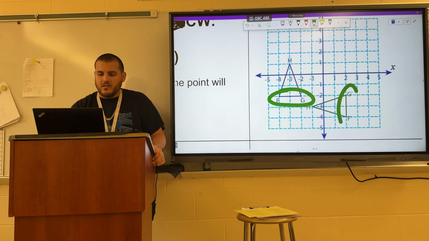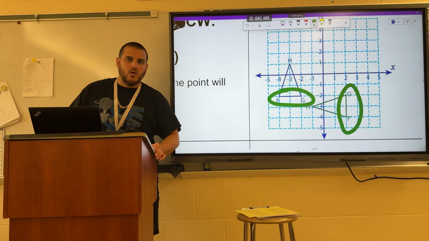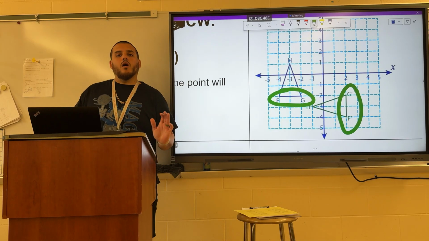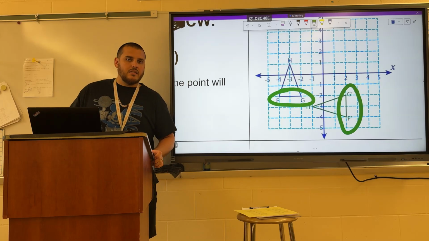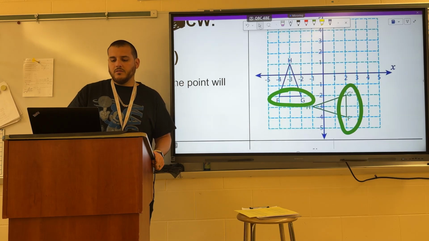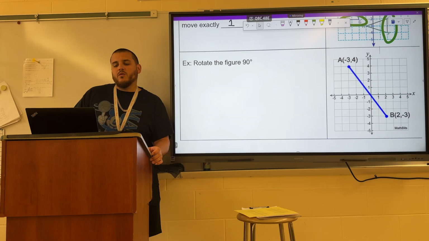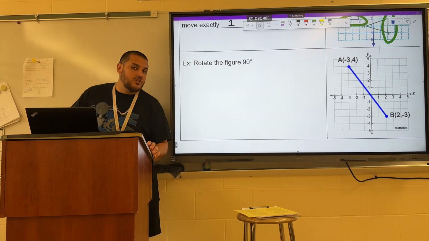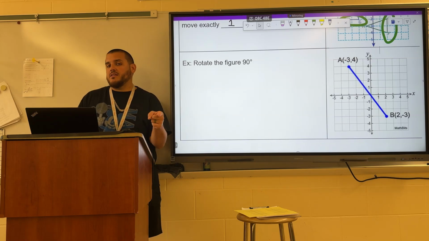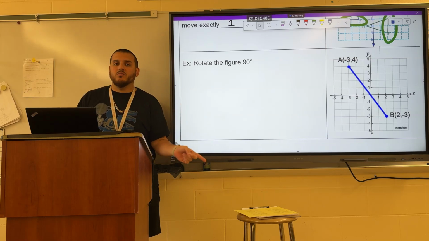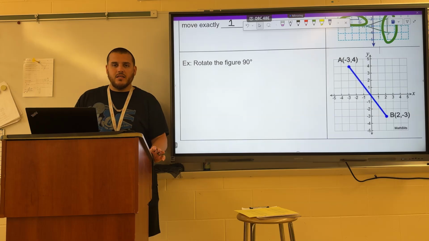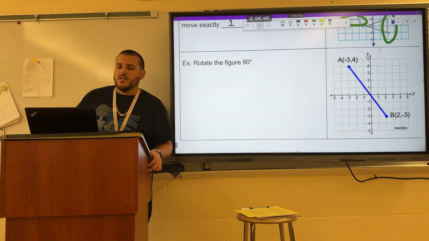They rotated into quadrant 4, exactly one quadrant of movement. This will always happen for every 90 degrees that you rotate. In our first example here, we're asked to rotate this segment 90 degrees. It doesn't tell us which direction, so as a reminder, if it doesn't tell us the direction, we will always go counterclockwise, 90 degrees counterclockwise here.